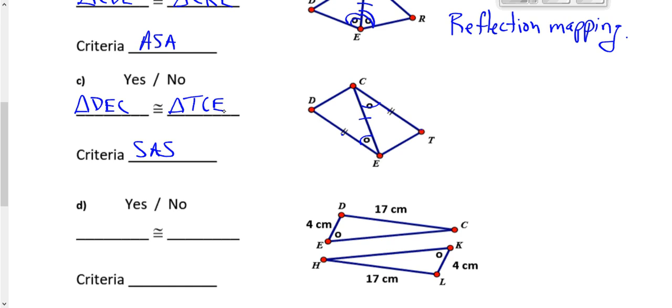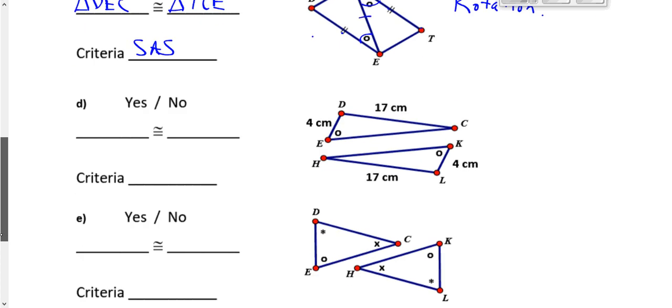Is it a reflection? If I reflect this over that line, wouldn't T be over here, and not map to, what is it? It's a rotation. Well, if that's what you thought, say it. How about D? Yes or no?